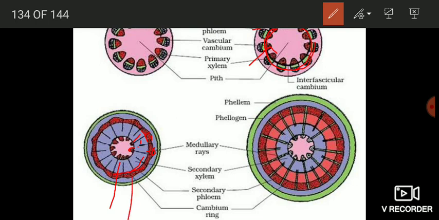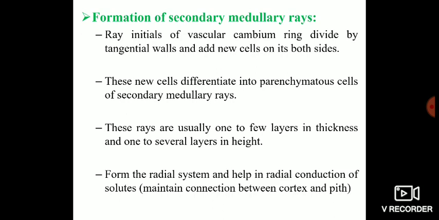Now, the formation of secondary medullary rays. पहले हमने बोला कैम्बियम कैसे बनता है, फिर हमने बोला कैम्बियम में कितनी सेल्स होती है, किस टाइप की सेल्स होती है, third, activity of cambium, how cambium divides, fourth, the formation of secondary xylem and secondary phloem, and finally formation of secondary medullary rays. We have already discussed the function of fusiform initials. Now the function of ray initials.